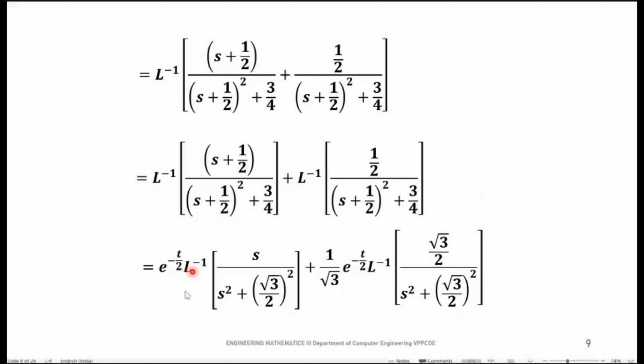Minus t by 2 comes out, so the remaining will be L inverse of s upon s square plus, now 3 by 4 I have written as (root 3 by 2) the whole square, plus here also e raised to minus half comes outside. We have root 3 by 2 in the denominator, so in the numerator also we need root 3 by 2, but we only have half. So multiplying and dividing by root 3, I can write 1 by root 3 into root 3 by 2, that is same as 1 by 2. So this will become sine function, this will become cos function, and that will be the final answer.